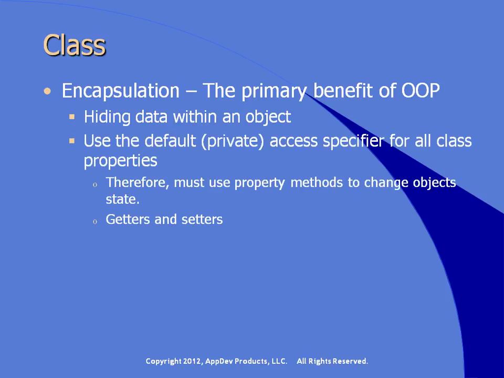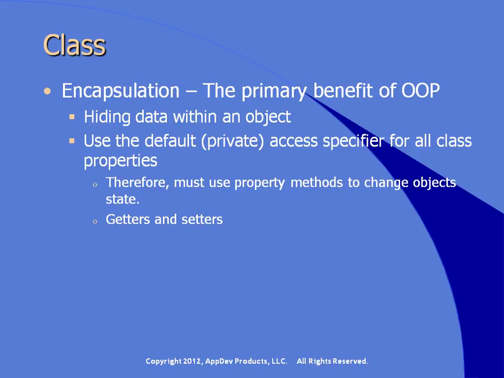We can use the default access specifier for all class properties. In other words, when you create a class in any language, and I don't care if it's C# or Java or Perl or any other of the OOP languages, by default, a class property will be created with the default access specifier of private. And once again, that means that this particular data item is invisible outside of the class. Think about it. If a property is only visible within the class, how can you use it outside of the class?